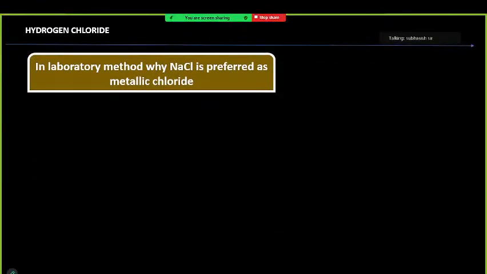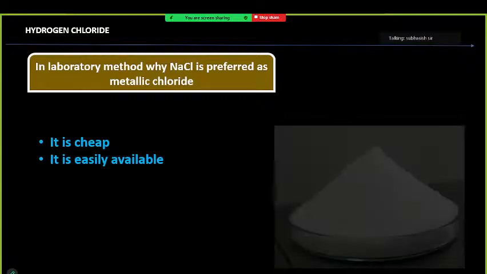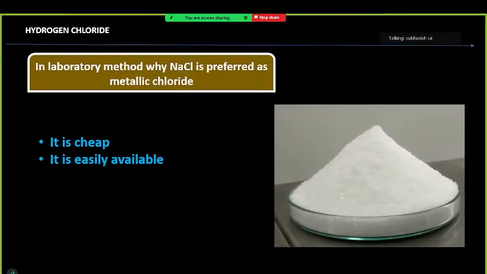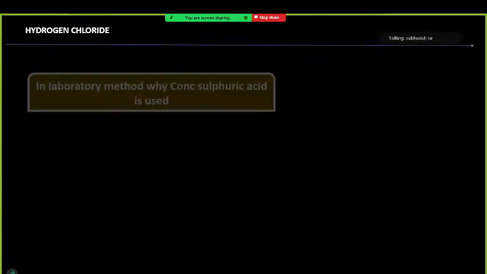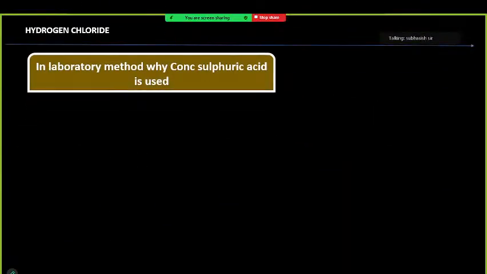Now, there are some important questions related to the lab preparation of HCl. First question is: why is NaCl preferred? Because it is cheap, less cost is required. It is easily available. Sodium chloride in its pure form is easily available. You can use potassium chloride also, but potassium chloride is not so cheap and not easily available. Again, in the laboratory method, why is concentrated sulfuric acid used? In place of concentrated sulfuric acid, can you use other acids like nitric acid?